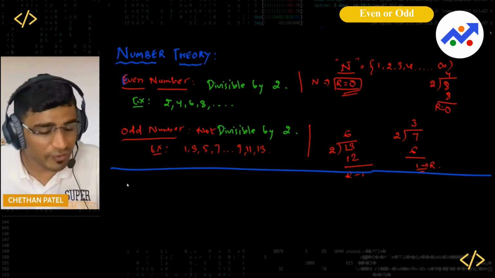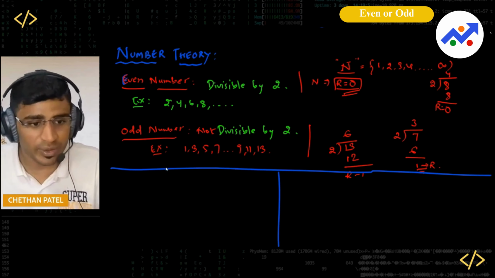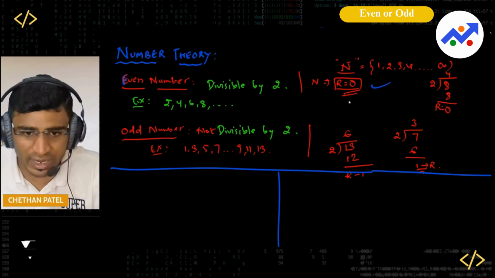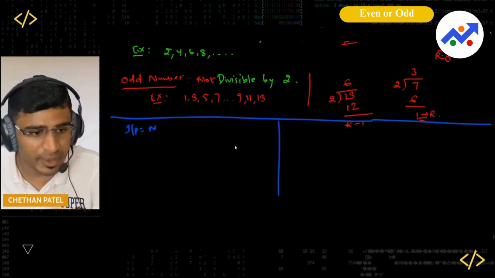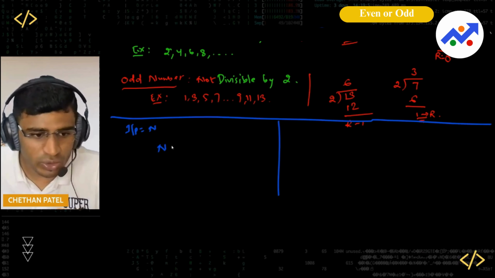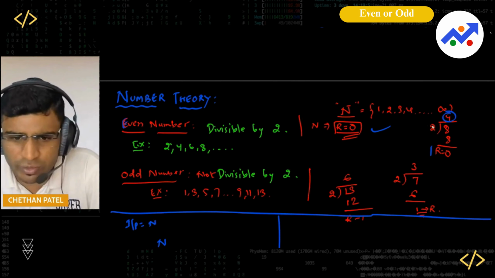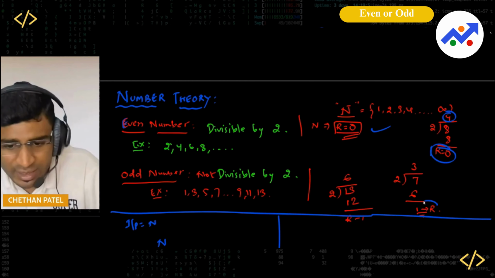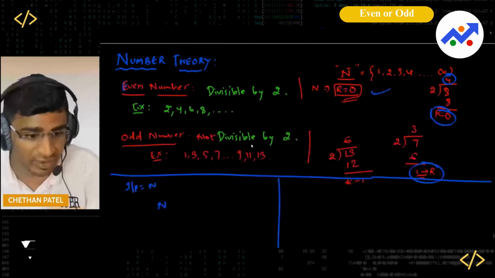Suppose I want to write a pseudo code to identify whether a given number is even or not. I can use this property. If anybody gives input as n, observe that we don't need to compute the quotient, no matter what it is. If we just identify the remainder, that is enough for us to identify whether the given number is even or odd.